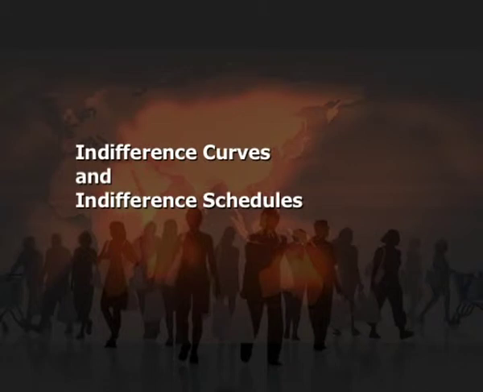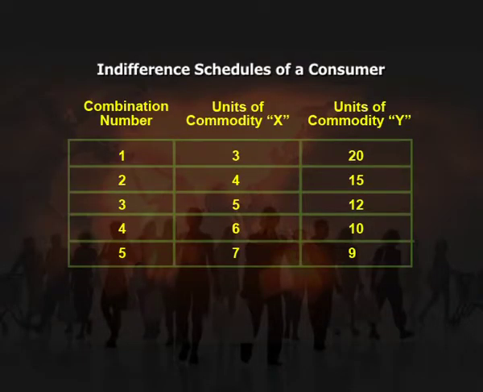Moving ahead with indifference curves and indifference curve schedules. Indifference curves measure utility ordinally and explain the consumer behavior in terms of his or her preferences for different combinations of goods. An indifference curve shows different combinations of goods that give the same level of utility to the consumer. This table shows the indifference schedule of a consumer for different combinations of two commodities X and Y. The consumer obtains an equal level of satisfaction from these combinations.